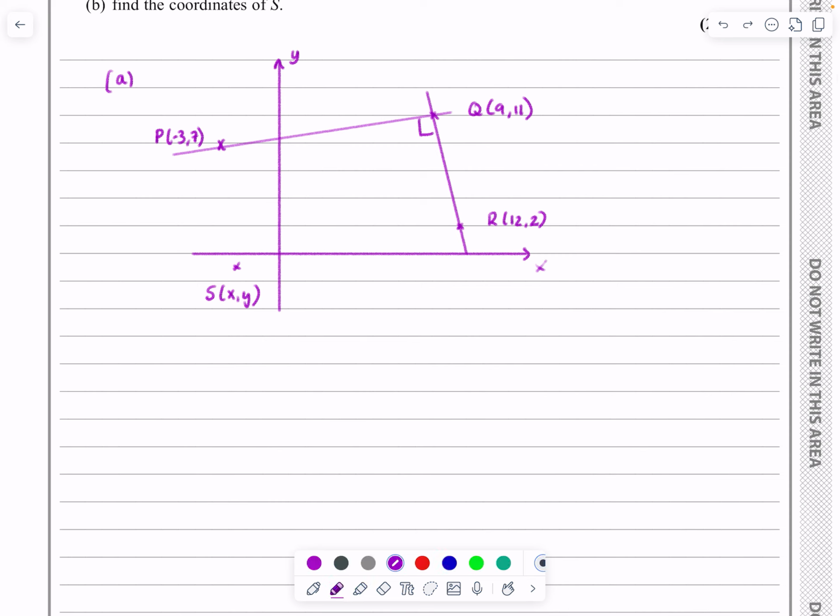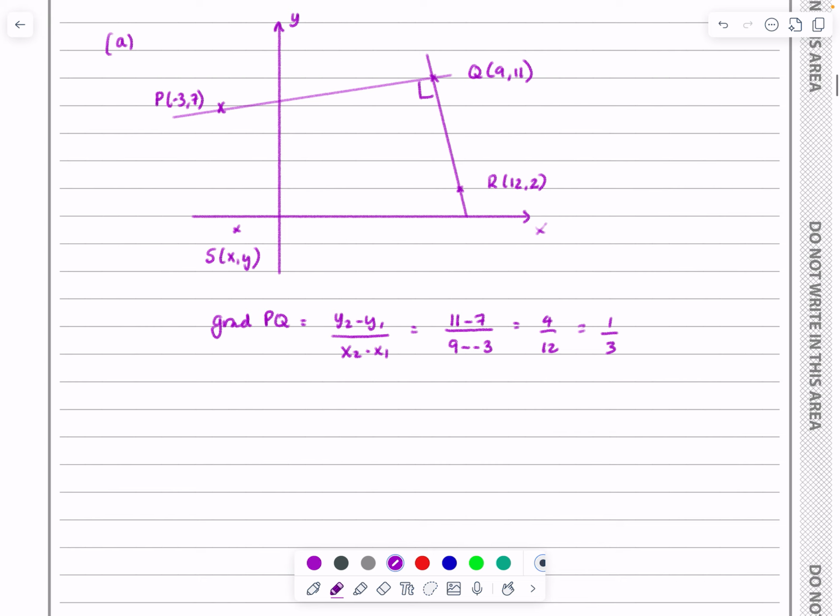So I'm going to say gradient PQ, which, as you should know, is y2 minus y1 over x2 minus x1. So in this case, 11 minus 7, all divided by 9, be careful here, minus 3, which is going to give me 4 over 12, or in other words, a third. So what I'm hoping then is that when I do QR, it should work out to be -3, but let's do it.